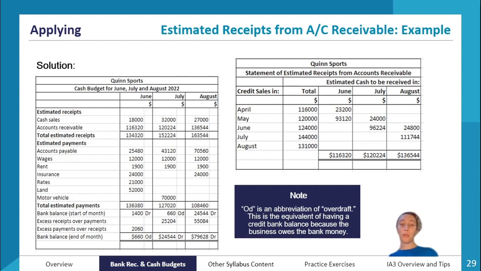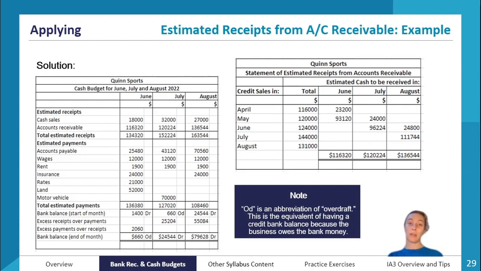So, for example, if we look at June, we had a $1,400 debit balance, but then we had more payments than we had receipts. So that debit figure is the equivalent of it being credited because we're paying more than we are receiving. So that is then subtracting $2,060 from $1,400. And that gets us negative 660. We don't write it as a negative though. We just change the nature of the account, the way that it's written.